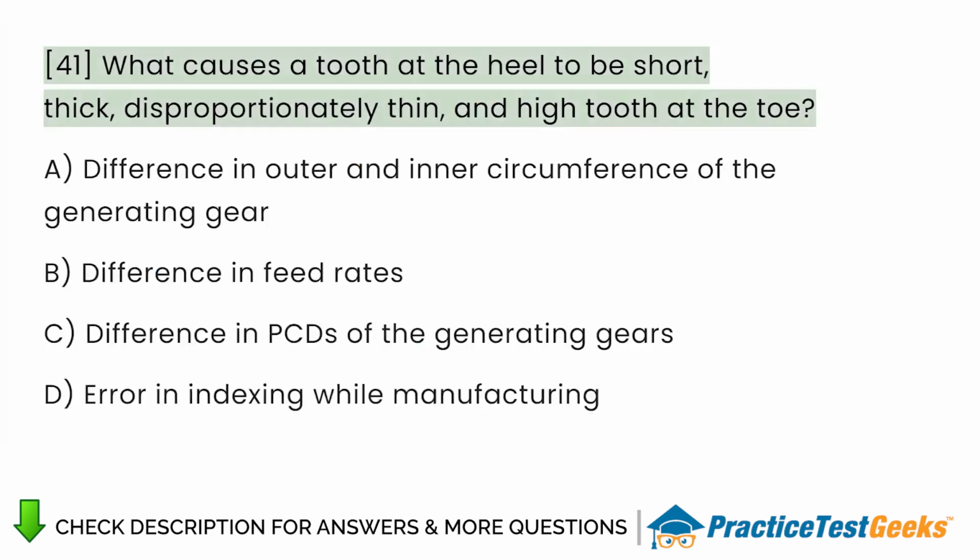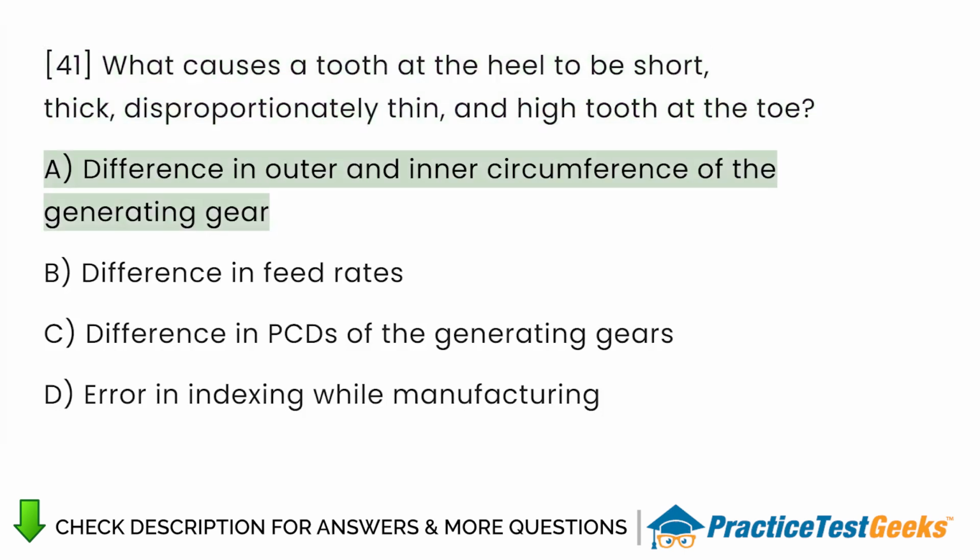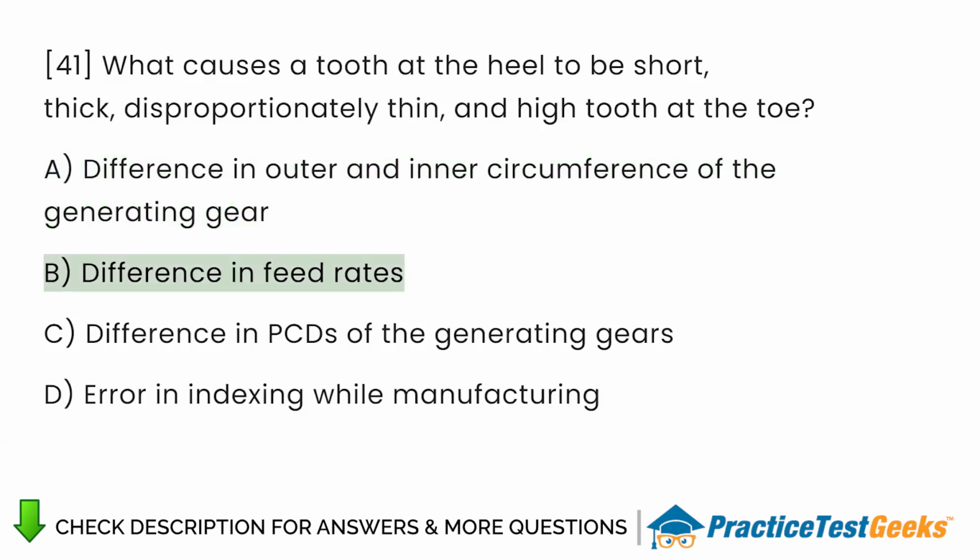What causes a tooth at the heel to be short and thick, with a disproportionately thin and high tooth at the toe? A. Difference in outer and inner circumference of the generating gear. B. Difference in feed rates. C. Difference in PCDs of the generating gears. D. Error in indexing while manufacturing.